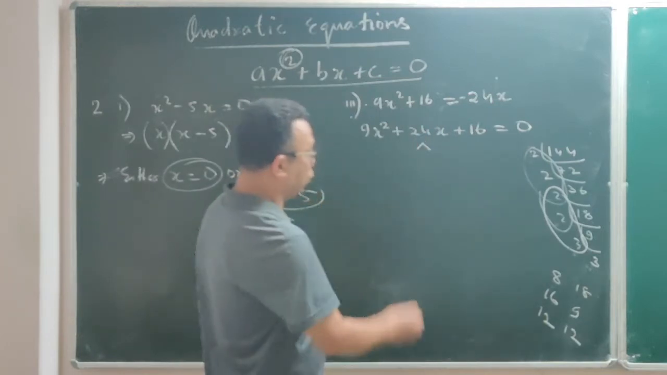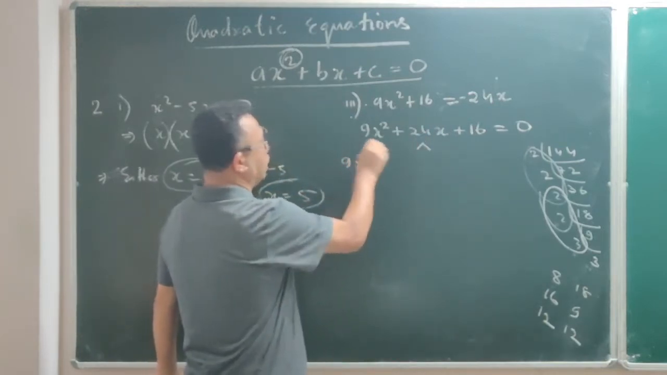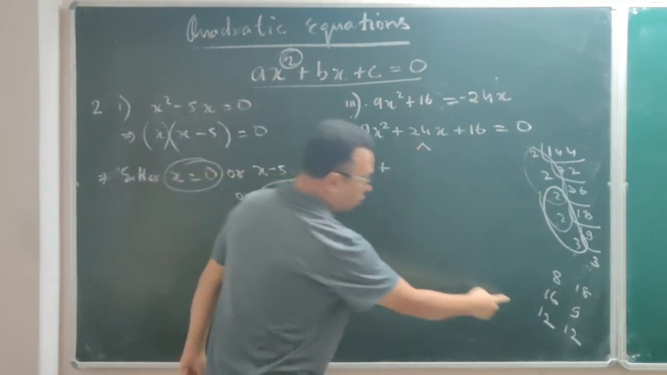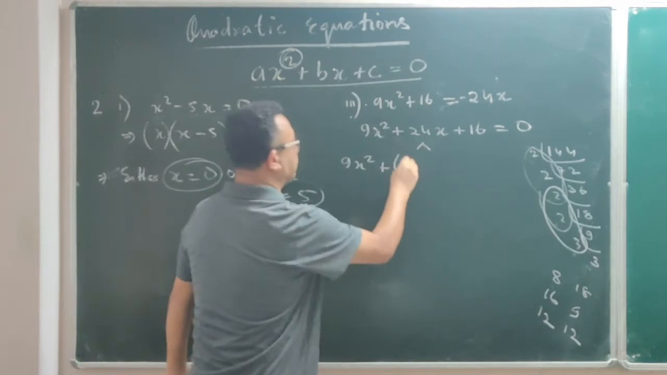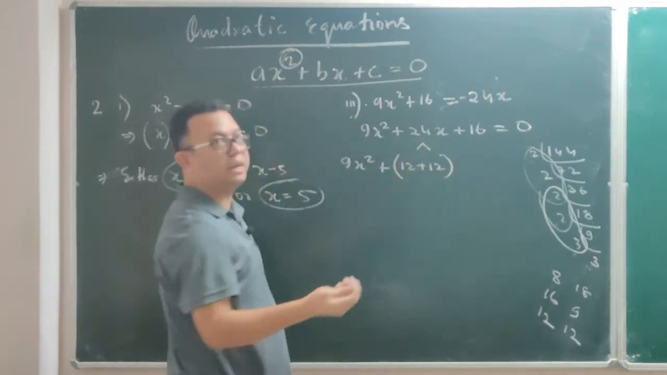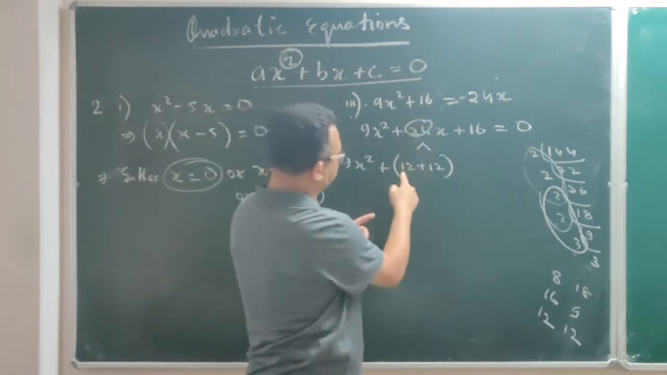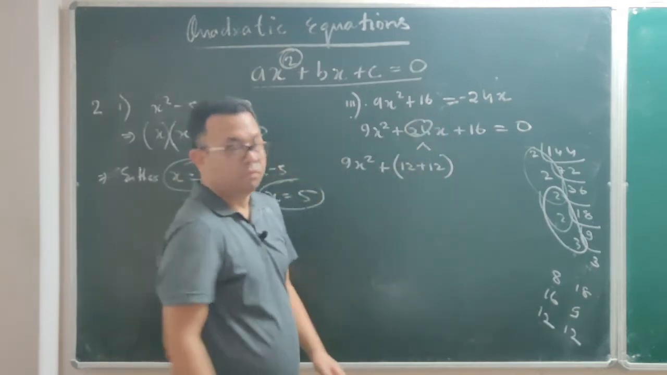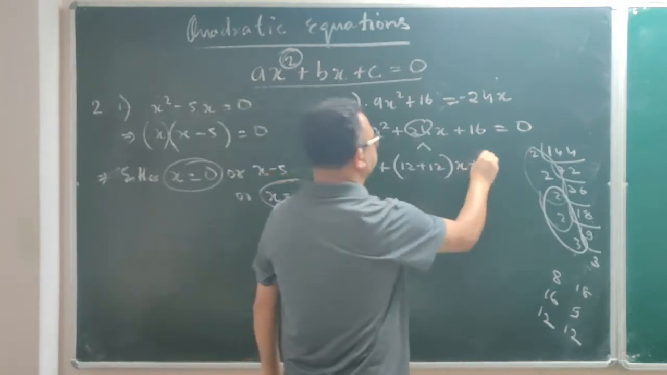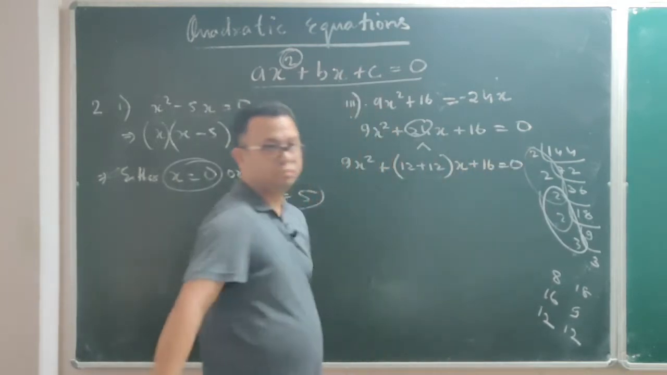So I'll not write 24. Now I'll write 9x square plus this plus sign. This 24, how did I get it? By adding 12 and 12. So let us add 12 plus 12 inside the bracket. Instead of 24, see what is the meaning of splitting the middle term? This 24 has now been split into 12 and 12. Outside this, x is there, so that means x is applicable for both of them. And plus 16 equal to 0.